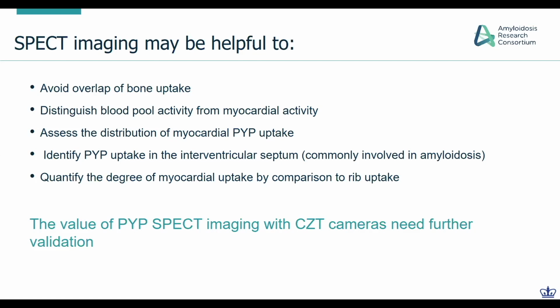The value of PYP SPECT imaging with CZT cameras needs further validation. There are some sites who have these new cameras, SPECT CZT cameras, and those cameras are not able to do planar imaging. So you cannot get a visual score. You cannot get the heart to contralateral ratio. The only thing you can do is a SPECT scan. There have been a couple of studies, but it's not there yet.